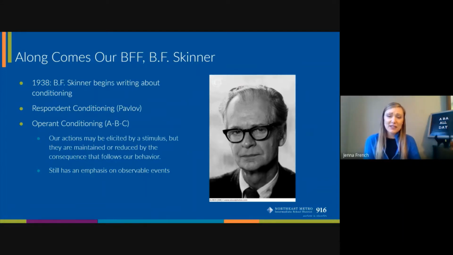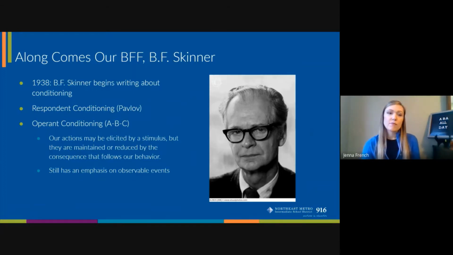And then there's also operant conditioning. And that's how we learn, using those ABCs, antecedents, behaviors, and consequences. So here, our actions might be elicited by a stimulus, but they're maintained or reduced by the consequence that follows our behavior. And he still had an emphasis on observable events. So we look at the relationship of all three of those components in order to see how we learn and why we learn.